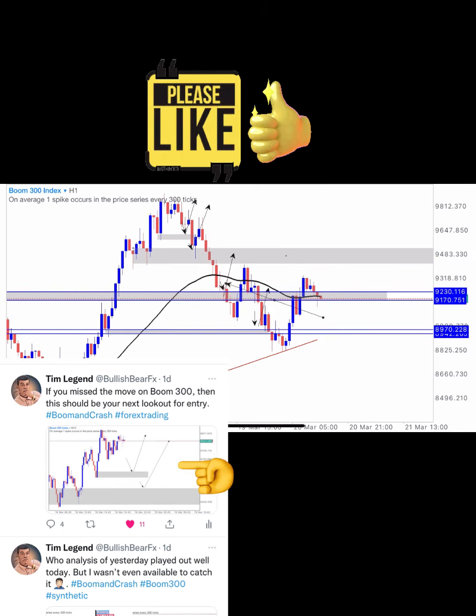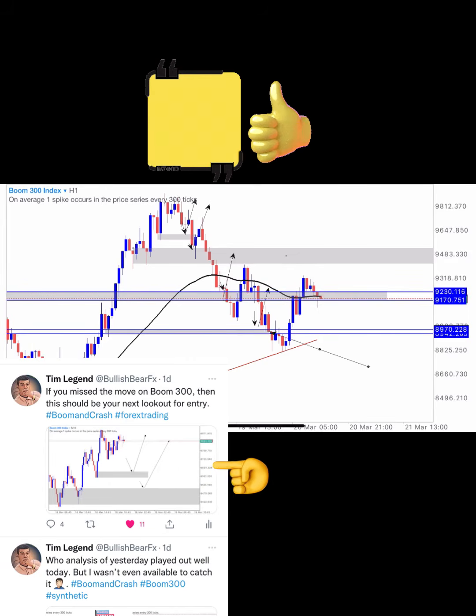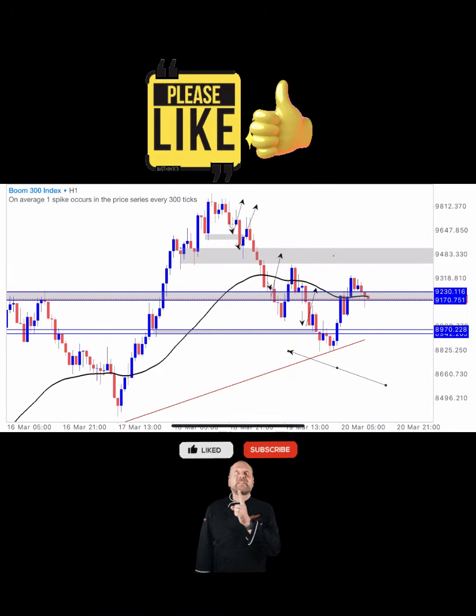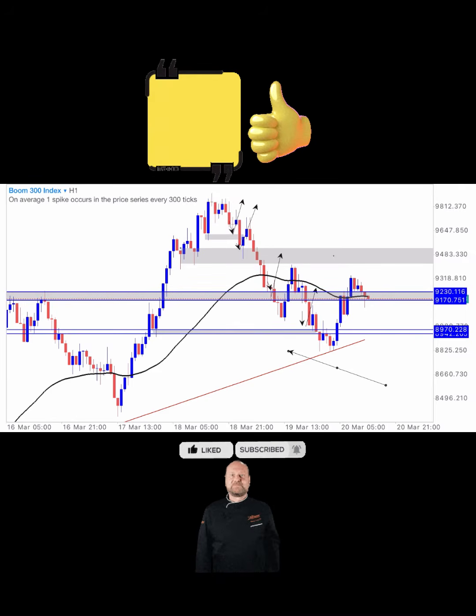This same arrow pointed that you should look for another buying opportunity on this zone, and we could see how price reacted on this zone. The same thing around here. So with my analysis, guys, you'll be able to get ideas of areas where you can catch the spikes in the markets.